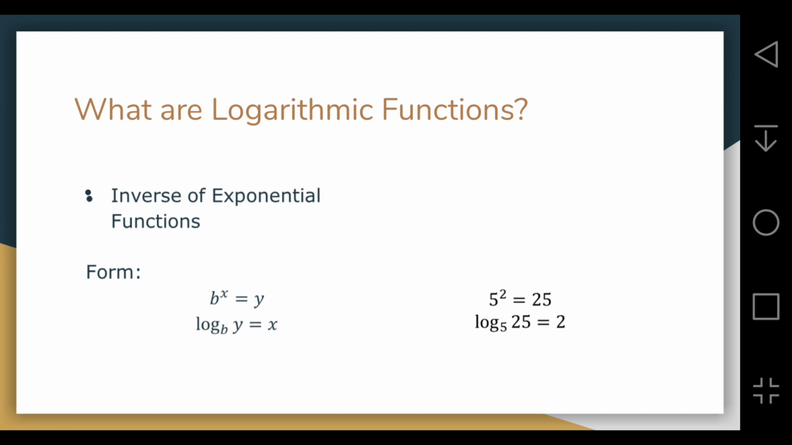For example, if b is equal to 5, and the exponent, which is x, is equal to 2, y would be 25, because 5 squared is equal to 25. So log 25 to the base b, or 5, is equal to 2.